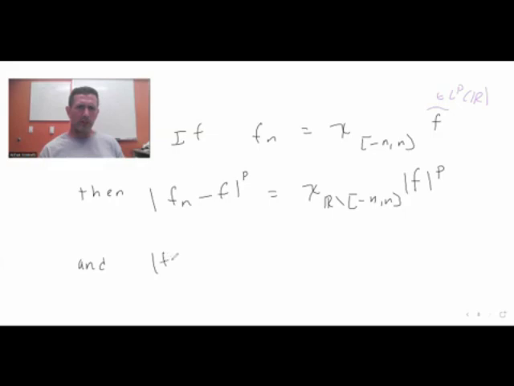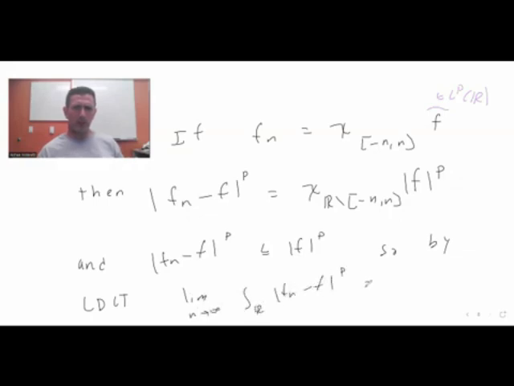Okay. Also, this is a denominator for all of these. So by the Lebesgue dominated convergence theorem, this limit equals 0. All right, so what have we actually proved?